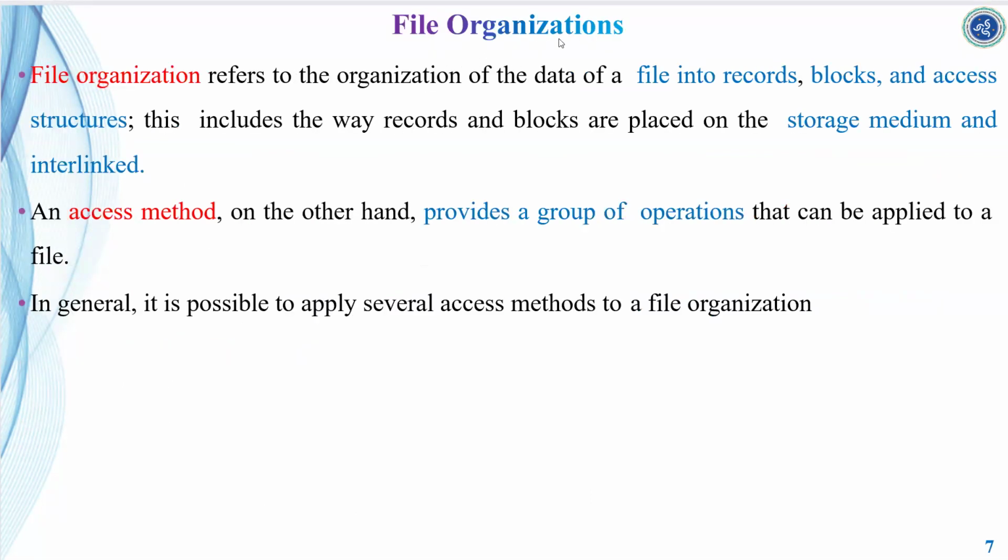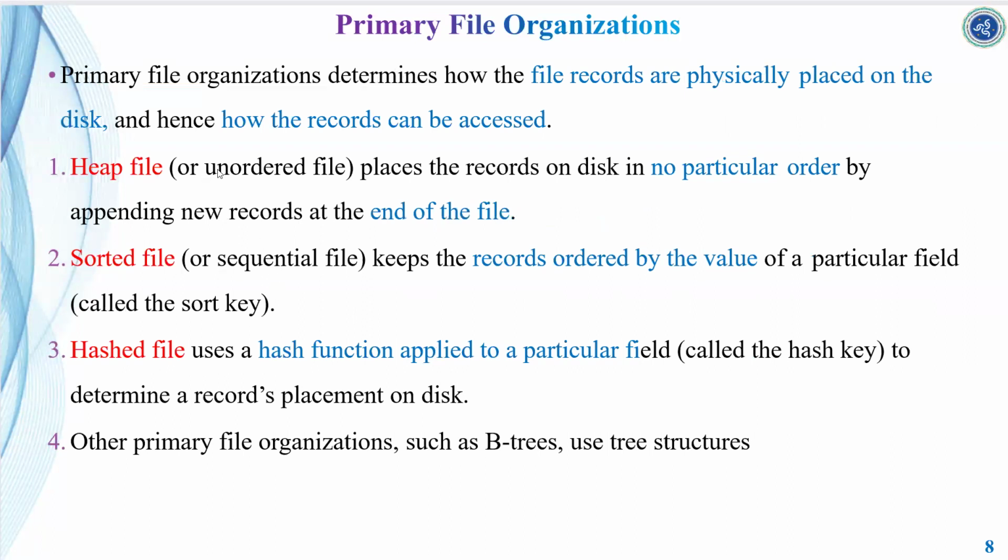So next, the file organizations. File organization refers to the organization of the data of a file into records. We can also divide that record into different blocks and some access structures. Okay. So what are the different access methods? We can provide a group of operations that can be performed on files, and we can give some access methods to some files. So we can see some of the access methods.